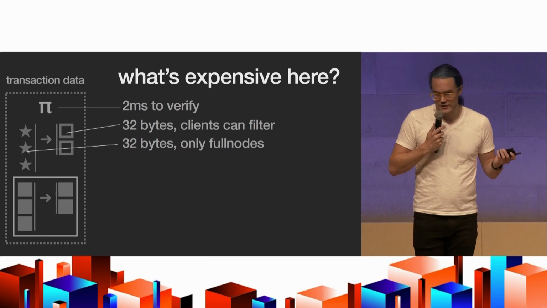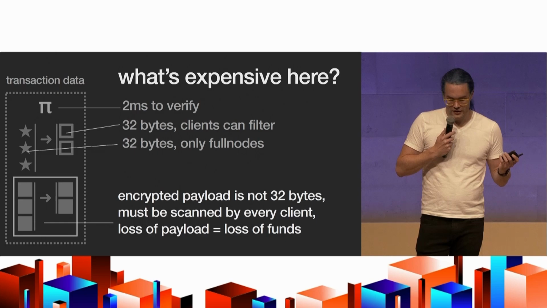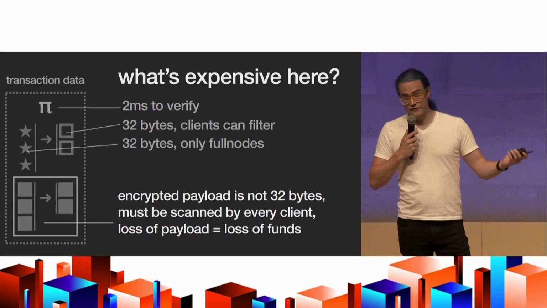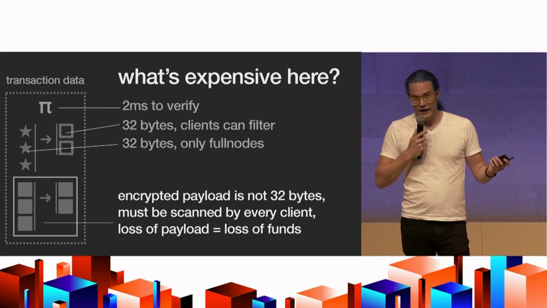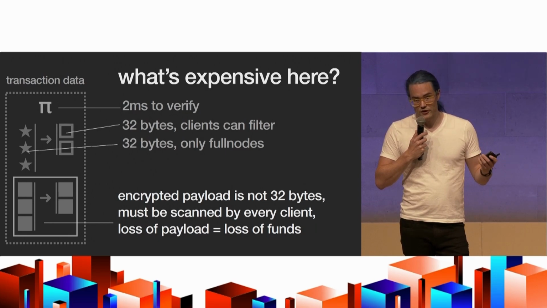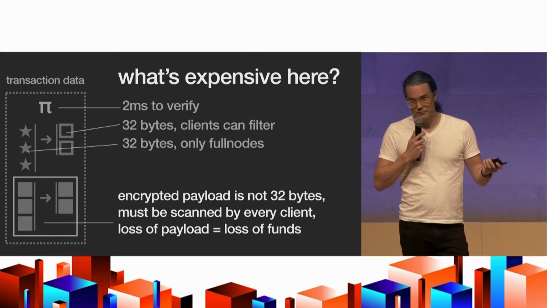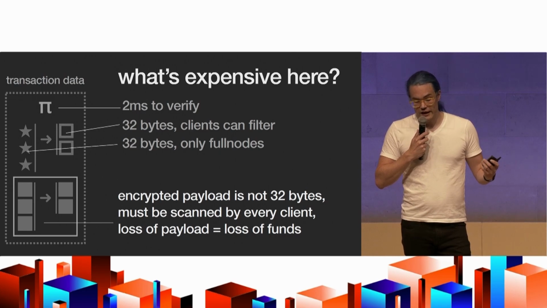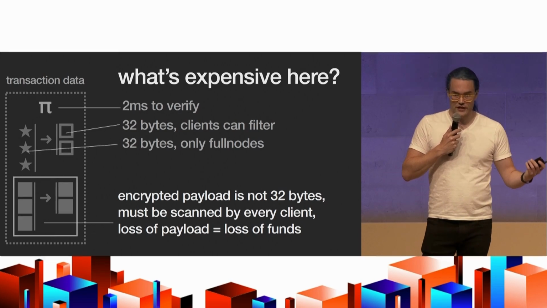And so I don't think that that's a pretty significant part either. The real problem is this encrypted payload, right? It's not 32 bytes. It's going to be bigger than that because you need to have the full transaction data. And unless you can build some other kind of system for allowing users to identify which states are related to them, a priori it would have to be scanned by every client.